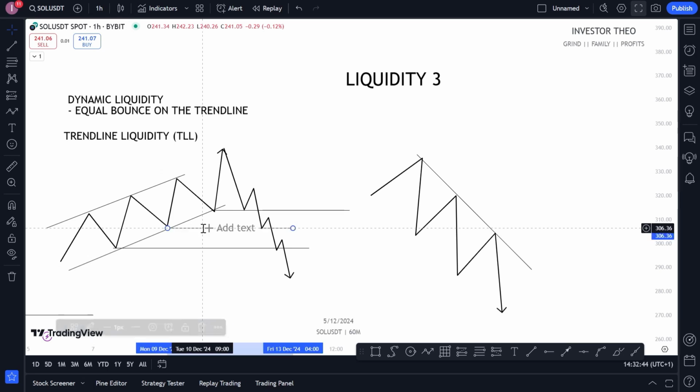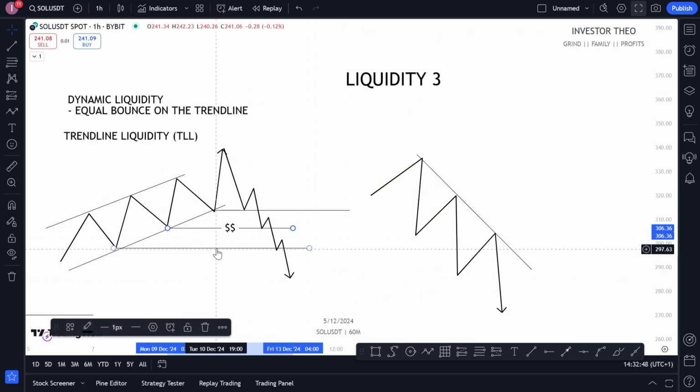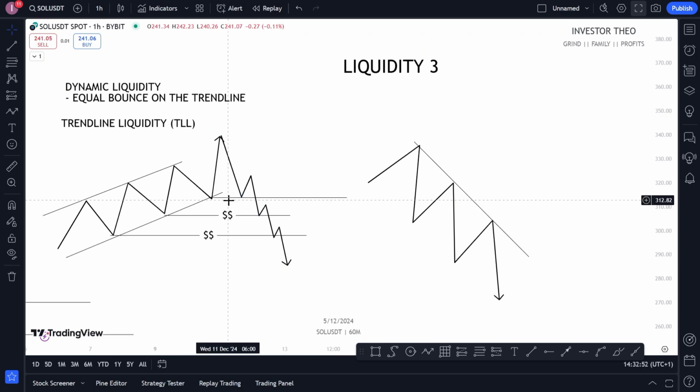Remember, I usually mark my trend line liquidity with the dollar sign, so let me use that to show you. There's money around here which you can target. You can target this money for your TP and the likes, just like that. This is how trend line liquidity works with this downtrend example.